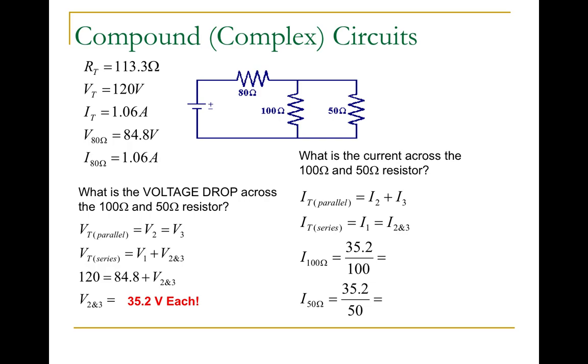So again, I recommend that you pause, take a moment to analyze what's going on here, and see if you can get the actual values that I've gotten here and make sure our answers match. So the current through the 100 ohm resistor will be 0.352, and the current through the 50 ohm resistor will be 0.704. Notice when I add these together, I get the total current that travels through the 80 ohm resistor, which is the total current of the circuit, 1.06 amps.